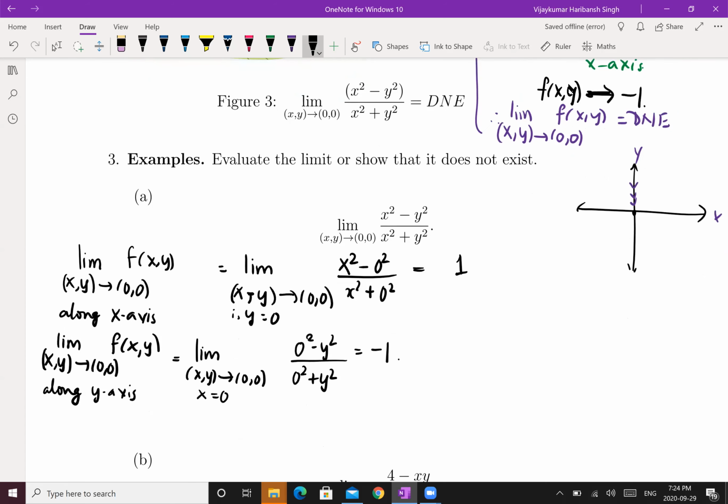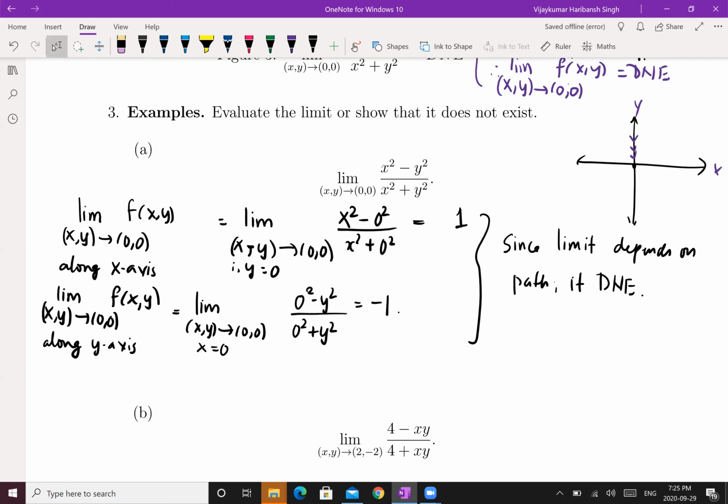So we can say that since the limit depends on the path, it does not exist. If a limit exists, it should be independent of the path. Now there's another way to write down the same result. We can do the same thing in the following way.